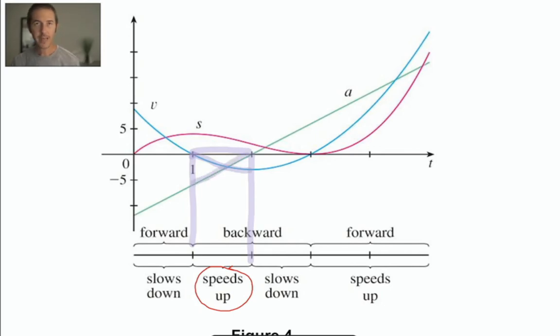Anywhere outside of that interval, either your velocity curve goes above the t-axis or your acceleration line goes above the t-axis. So that is where we are speeding up, but notice it says backwards here, so we're accelerating in the negative direction from t equals 1 to t equals 2. Where else are we speeding up? We move to the right a little bit.